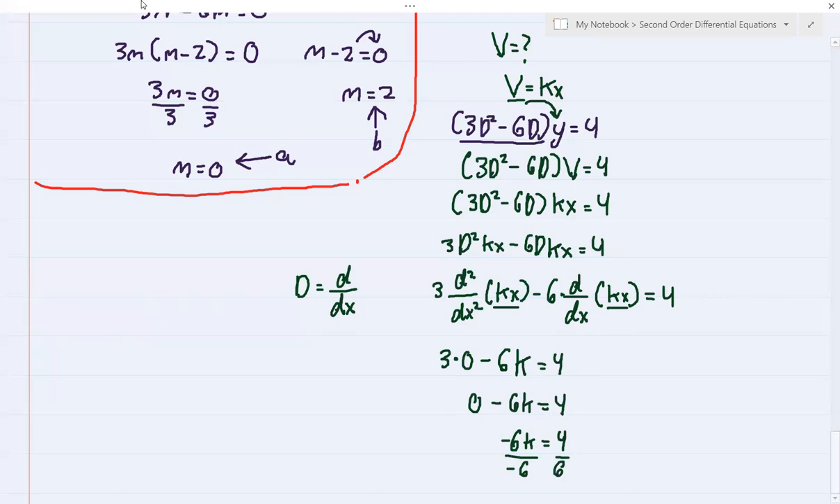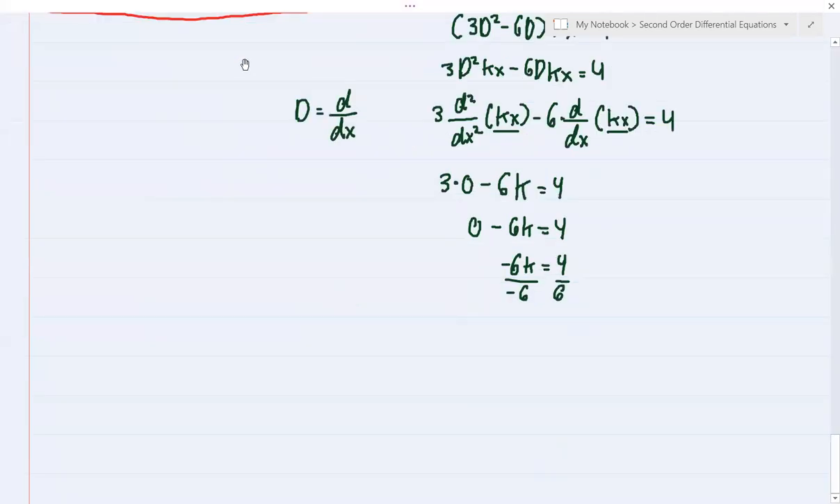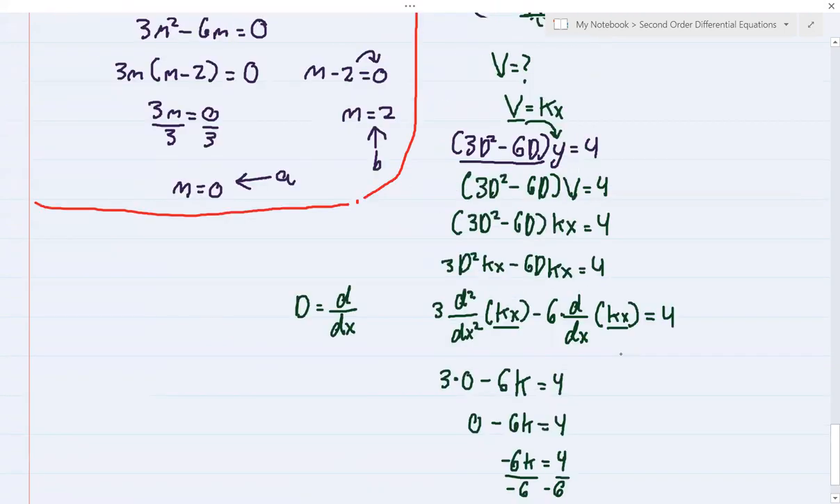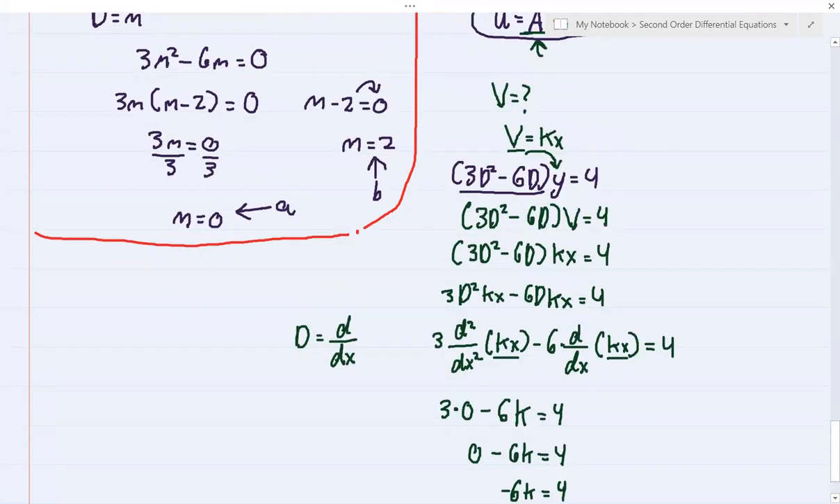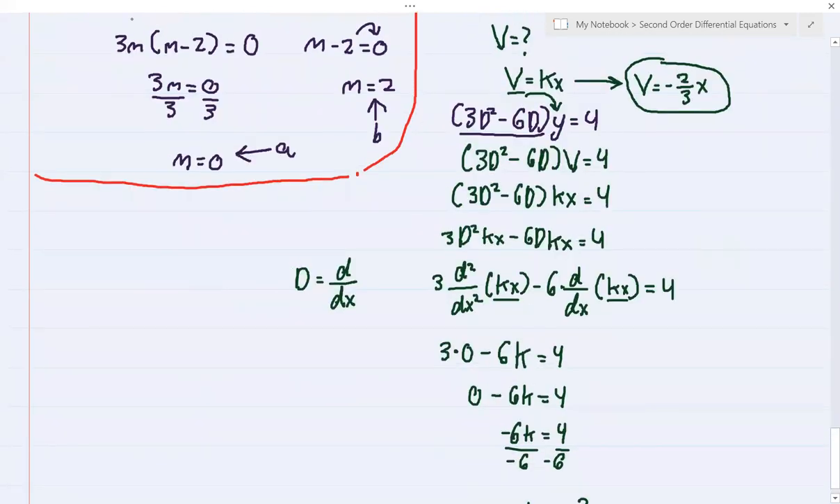I'm just gonna bring it down. Then your k is equal to negative 2/3. Since your k is equal to negative 2/3, therefore, your v is equal to negative 2/3 of x, or negative 2/3 times x. That is your v.